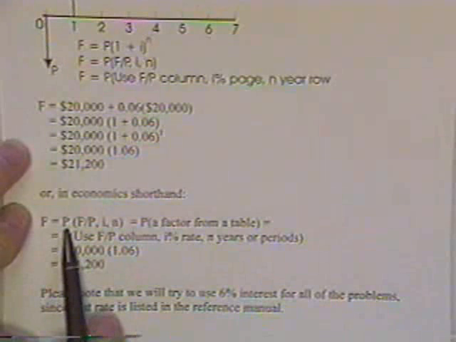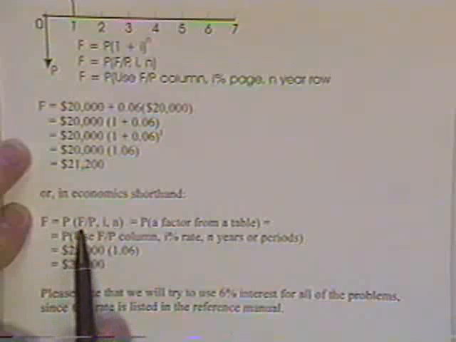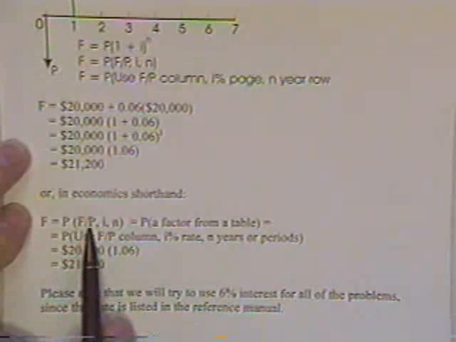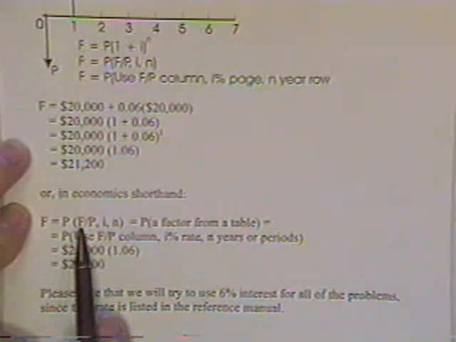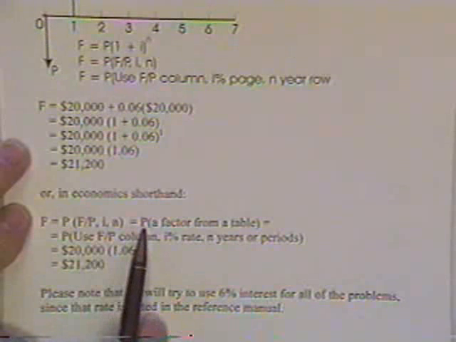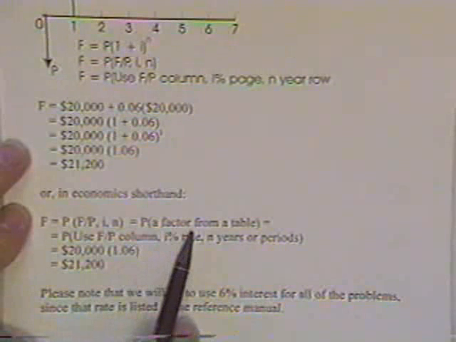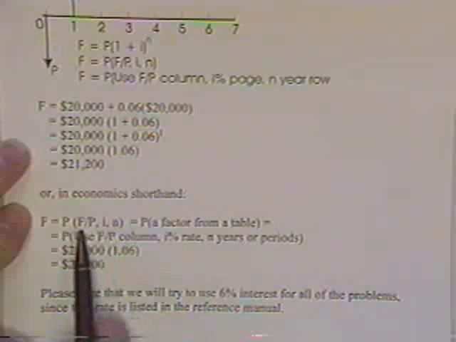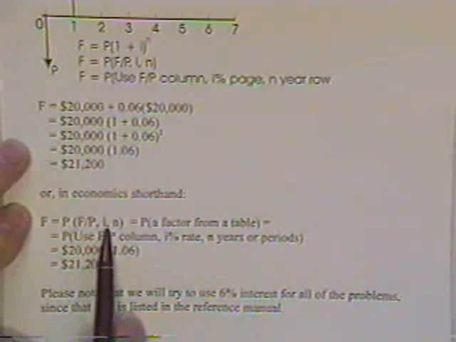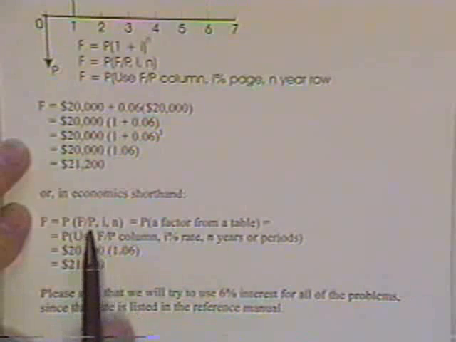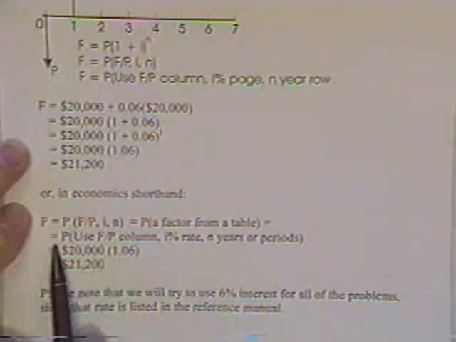Or, in economics shorthand, he'd tell us that the future value is equal to the present value of the money originally loaned times something. I'm trying to figure out how to get F out of P. The way to do it would be to multiply it times F over P, in which case the P cancels the P, leaving me with F, which is what I'm looking for in the first place, is equal to P times some factor from a table. And the indicator here nicely tells me exactly what table to go to, exactly what column to go to, and exactly what row to go to.